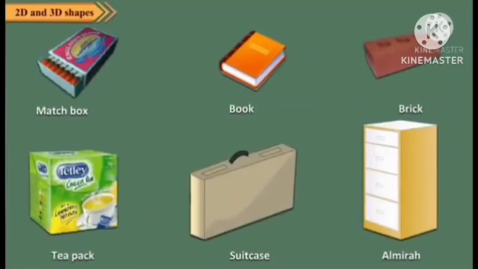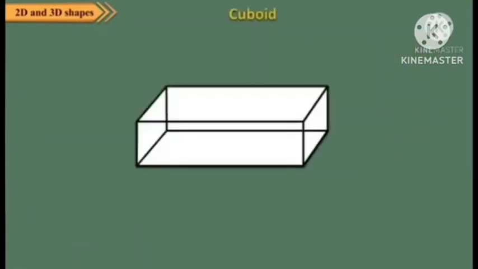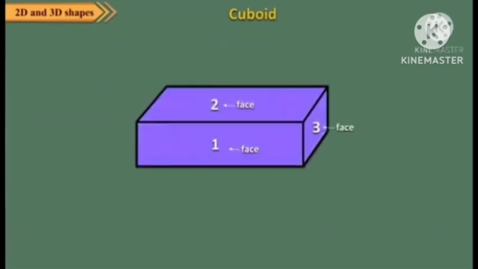All these objects have the shape of a cuboid. A cuboid has 12 edges. The point where 3 edges meet is called a vertex. A cuboid has 8 vertices. A cuboid has 6 faces. In the given figure, 3 faces are visible and 3 are hidden.